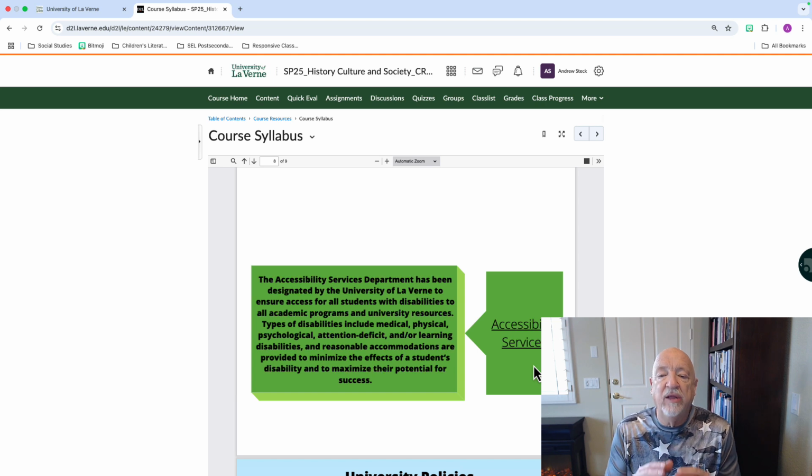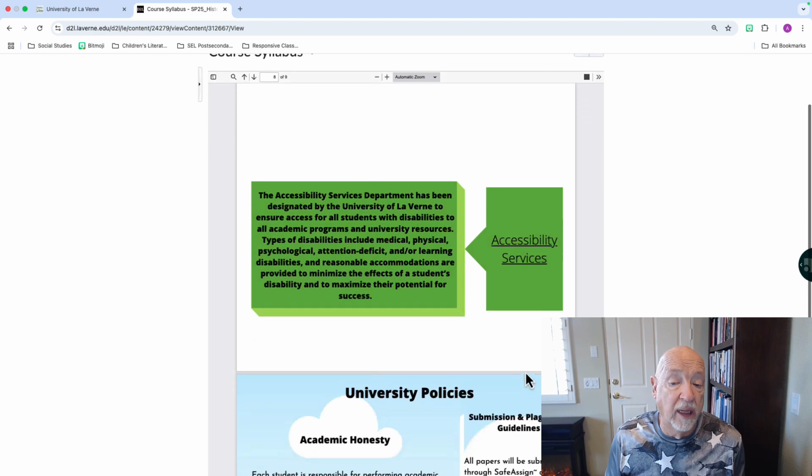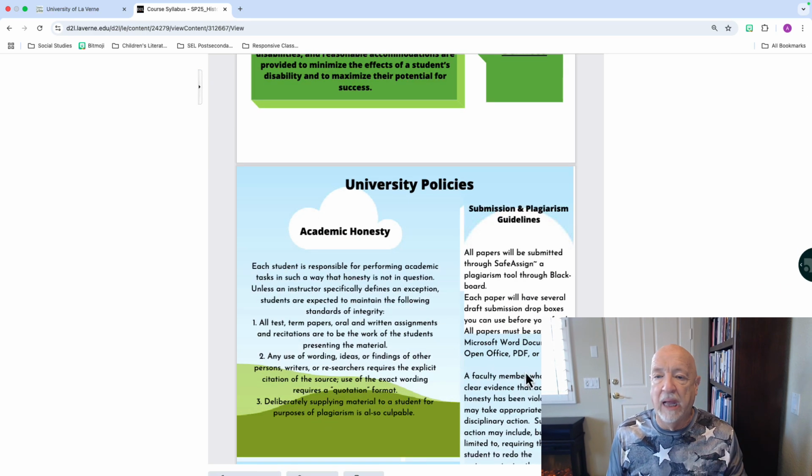If you need some accommodations, please go to Accessibility Services and get those accommodations. I will accommodate you with whatever you need, whatever concerns you have. Please contact me. But other professors may not do that. So if you have it actually approved on paper, everyone then will accommodate you. But I'm very happy to accommodate you.